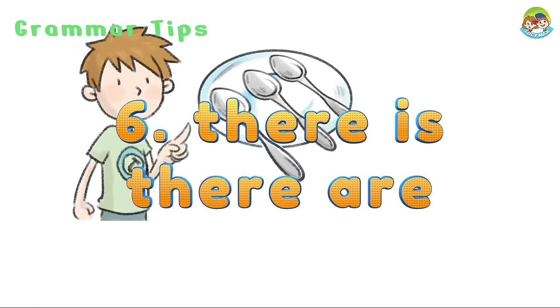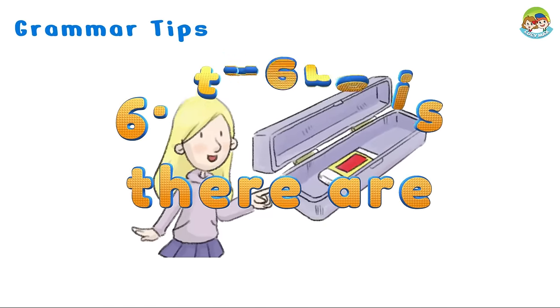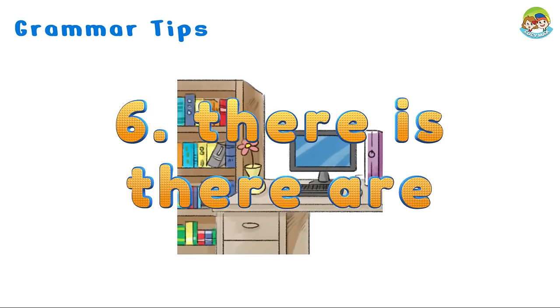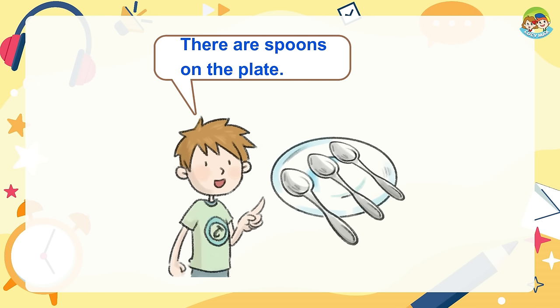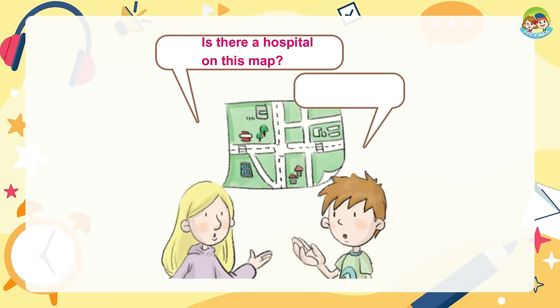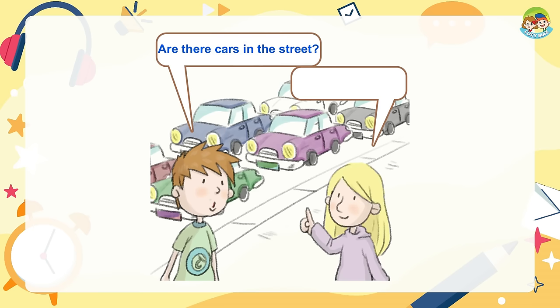Unit 6. There is, there are. There is an eraser in the pencil case. There are spoons on the plate. Is there a hospital on this map? No, there isn't. Are there cars in the street? Yes, there are.